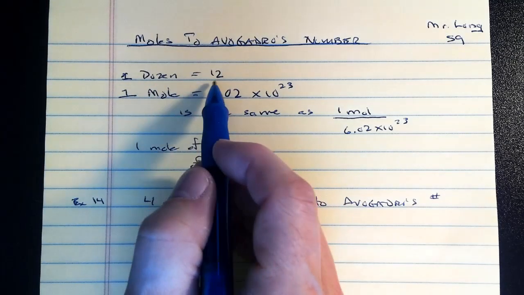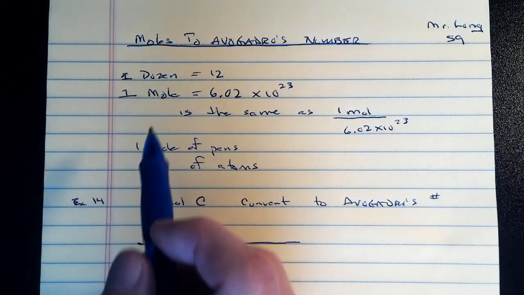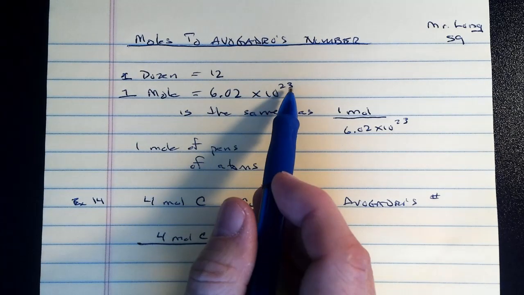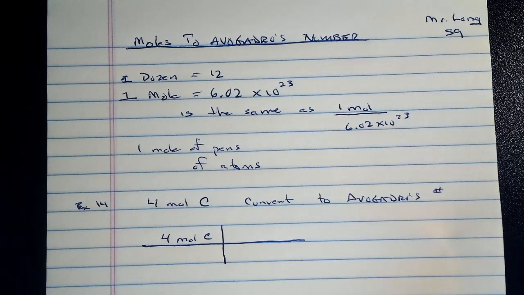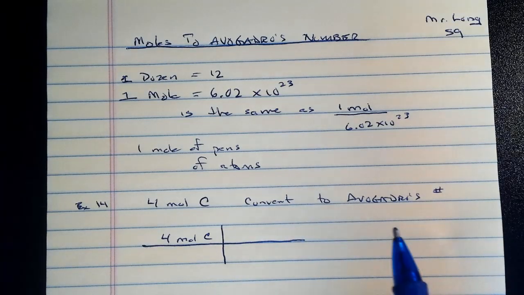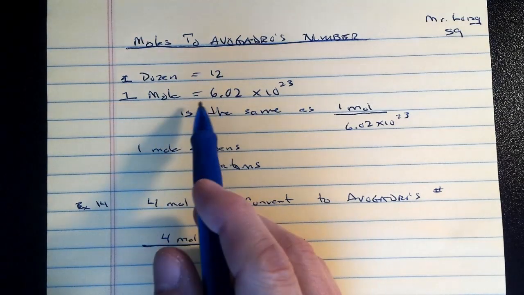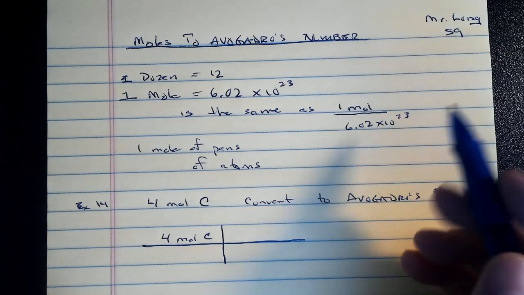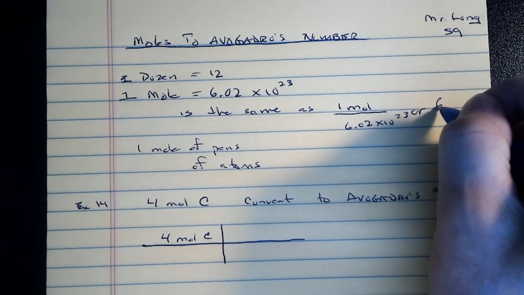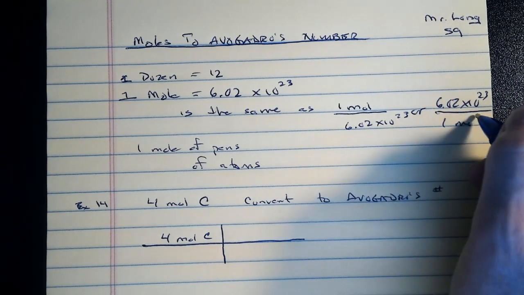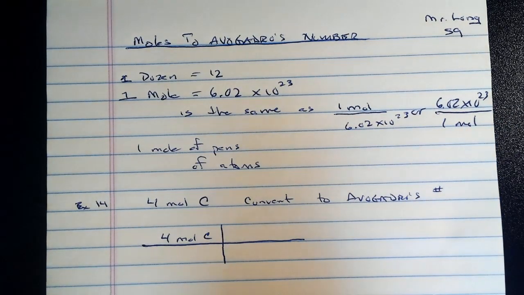dozen is equal to 12. Well, 1 mole of anything is equal to 6.02 times 10 to the 23rd power. That's a large, large number. So we can say moles of atoms, moles of formula units, ions, and so forth. And you can write this as 1 mole is equal to 6.02 times 10 to the 23, or you can put this on top, 6.02 times 10 to the 23 is equal to 1 mole. Either of those is correct, they're both equal to each other.